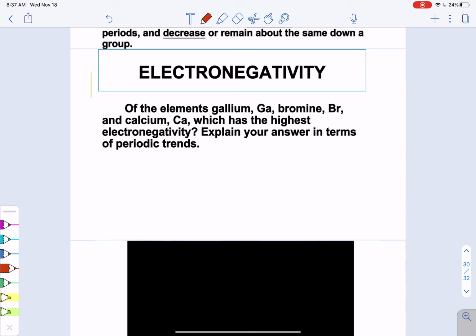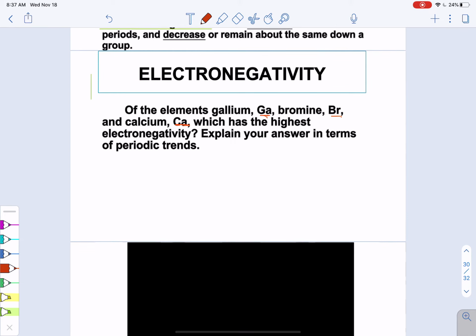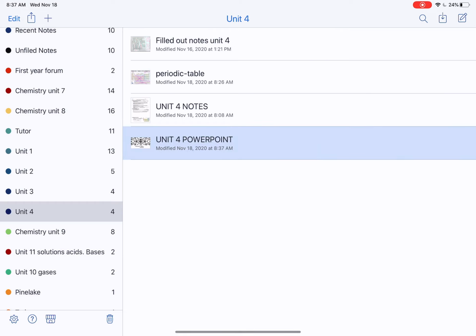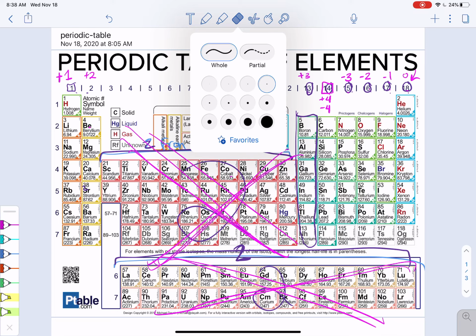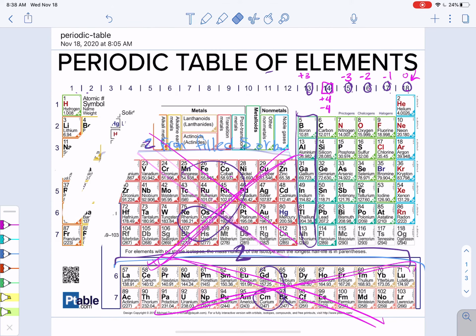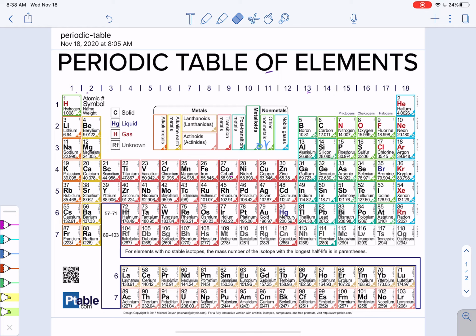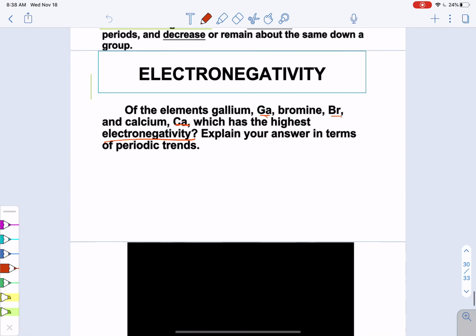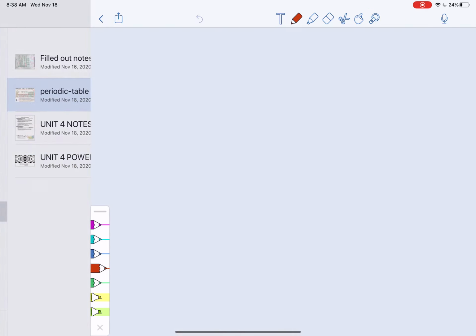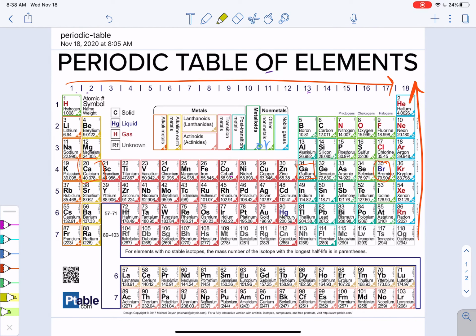Okay, so out of these elements, gallium, bromine, calcium, which has the highest electronegativity? So we just go find these on the periodic table. Let me clear all this out. Okay, so like I said, it goes over and up. And so I believe it was gallium, bromine, and calcium. So we are comparing calcium, bromine, and gallium.